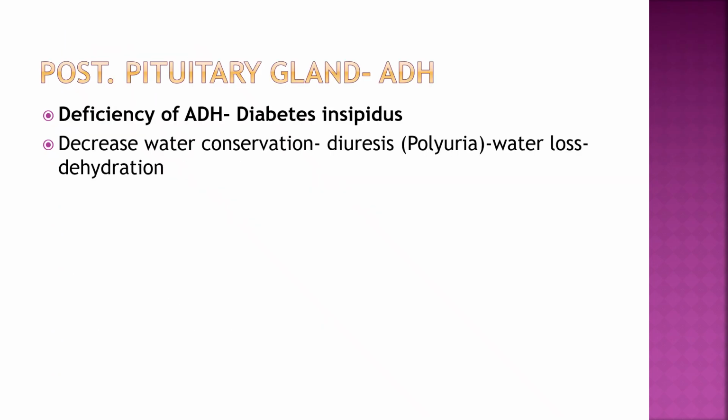The posterior pituitary gland hormone is ADH, antidiuretic hormone, also called vasopressin. Deficiency of ADH causes diabetes insipidus. In that, there is decreased water conservation, because of the diuresis, that is polyuria. Increased urination is called diuresis, and because of that there will be water loss and dehydration in the patient.